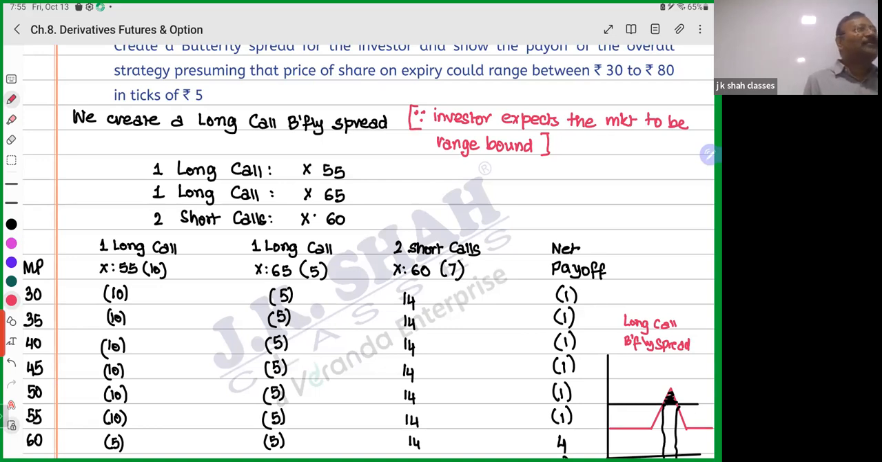Options are the only instruments in the world which can allow you to make profits even when there is no movement in the market. Normally people say, yaar, I bought the stock but the market didn't move at all, so no money was made. Wrong. If you think the market is not going to move, don't play in stocks, play in options. In options, understand now 3 situations.